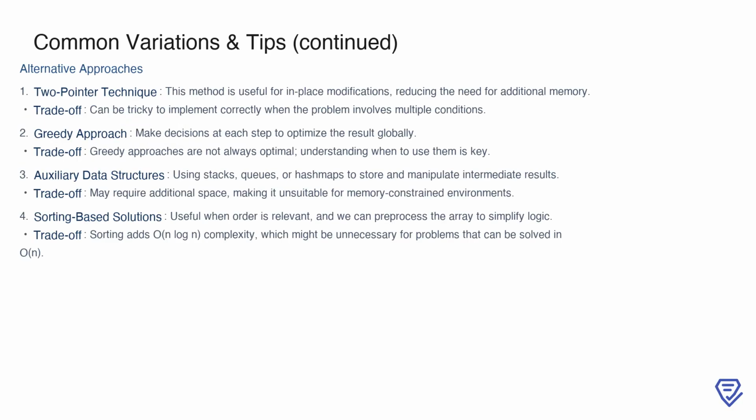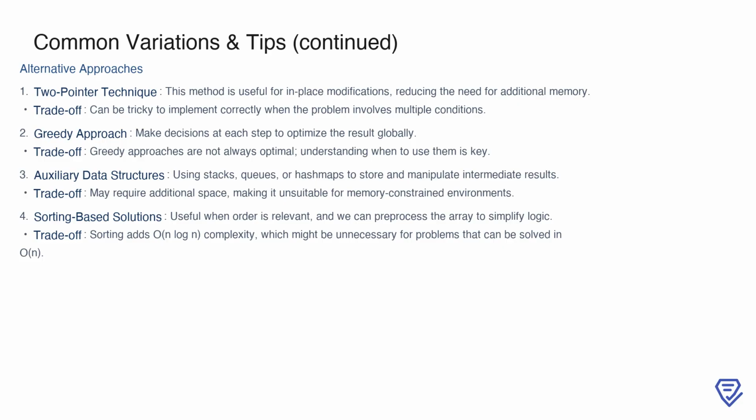Now, let's discuss some alternative approaches that can be applied to this problem. The two-pointer technique is especially useful for in-place modifications since it allows you to process the array efficiently without additional memory. However, implementing it can be tricky, especially when the problem involves multiple conditions to consider. Another option is the greedy approach, where you make decisions at each step to achieve a globally optimal result. While this method is powerful, it doesn't always guarantee the best solution, so knowing when to apply it is crucial.